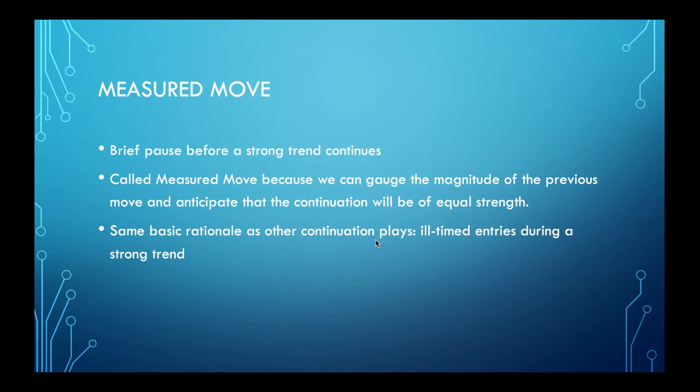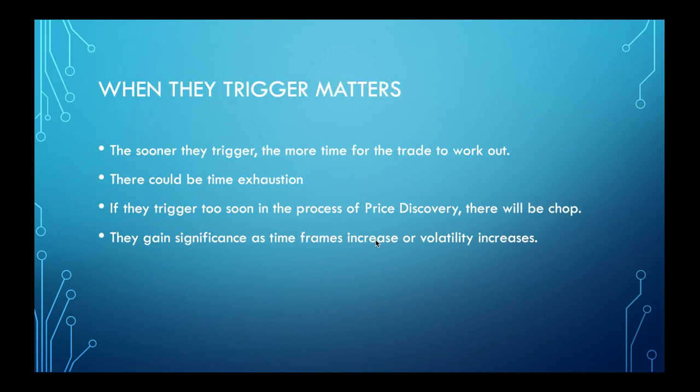How are we going to know when something is trending? When in doubt, zoom out. When they trigger matters. The sooner they trigger, the more time for the trade to work out, but also for it to not work out and go rev strat or something. So keep that in mind. There could be time exhaustion. If it happens late in the day, if it happens late during the period, there's not going to be any time for that trade to play out.